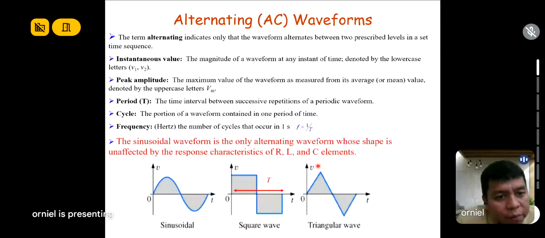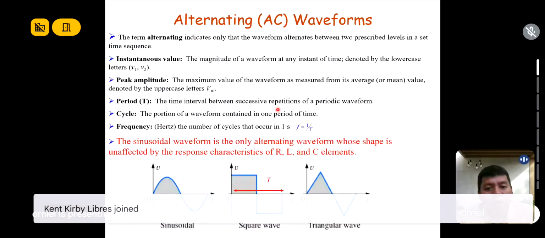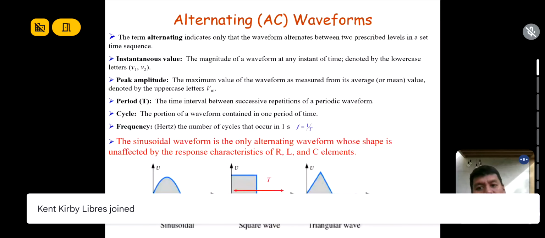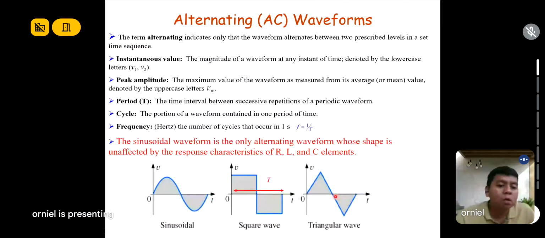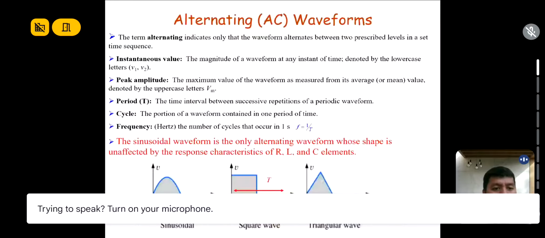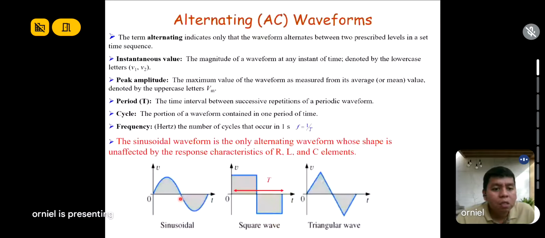Now, the term alternating indicates only that the waveform alternates between two prescribed levels in a set time sequence. Now we have what we call the positive sequence here. This is the origin, the zero. This is the positive sequence. The other one is the negative sequence. Then also the instantaneous value: the magnitude of the waveform at any instant of time, denoted by lowercase letters like p1 and p2.